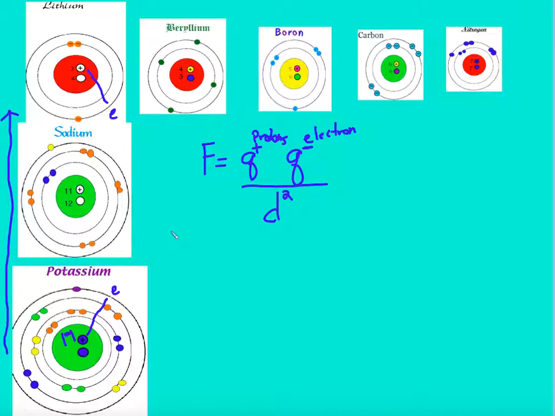Okay, so for the group trend, you're going to want to mention these two things when you talk about electronegativity. Basically, the closer the electron is, the greater the electronegativity. So I'm going to write it like this: the smaller the atom radius, the greater the electronegativity.